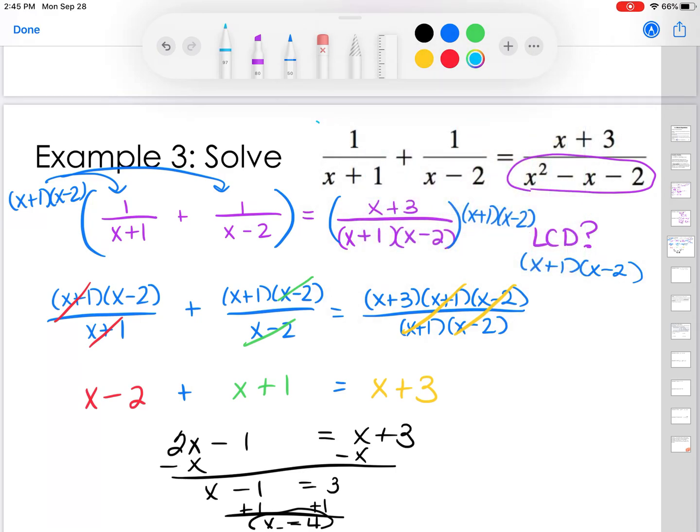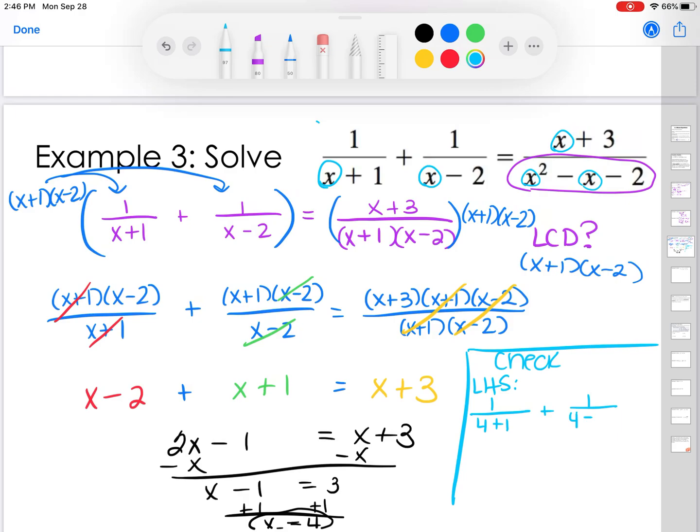using substitution. So here's where I'm going to put x's on the left. I'm sorry, 4 on the left, and here's where I'm going to put 4 on the right. And I always want to just double check my answer. Okay. So when we check, let's look at the left-hand side. LHS for left-hand side. That's 1 over, we're going to put in a 4, so 4 plus 1, and then plus 1 over 4 minus 2.